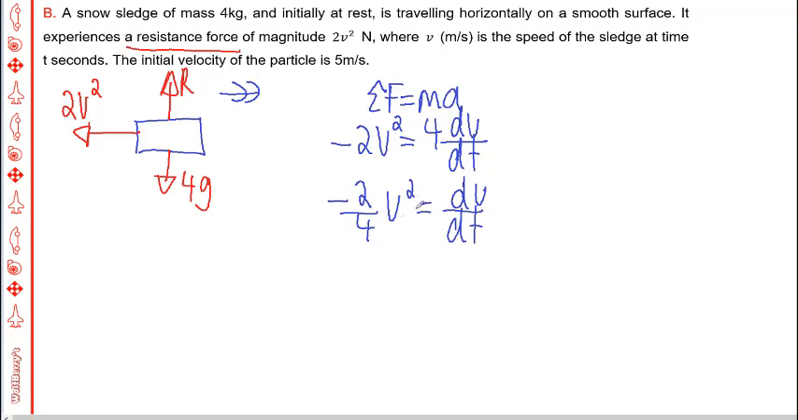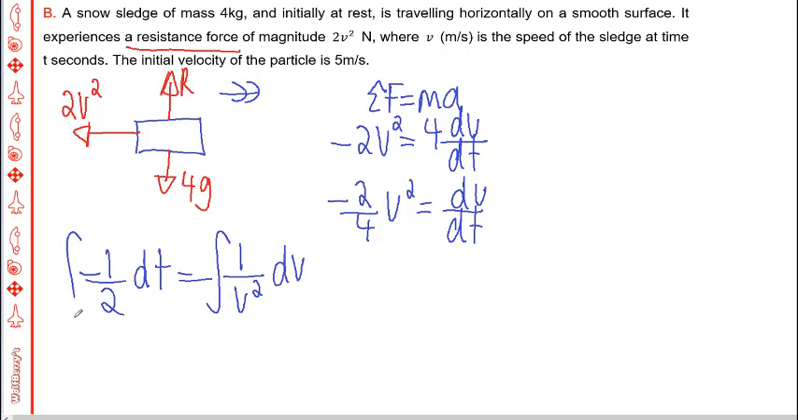That becomes a half. Now divide both sides by v squared and multiply both sides by dt to separate the variables. Like I said, that becomes minus a half. The dt goes up here. Multiply both sides by dt. Then divide both sides by v squared. So we get 1 over v squared dv. You have now separated the variables. So v is on one side, t is on the other side.